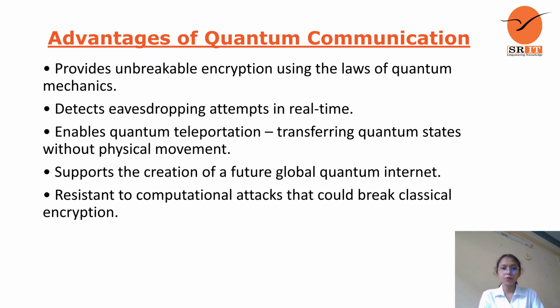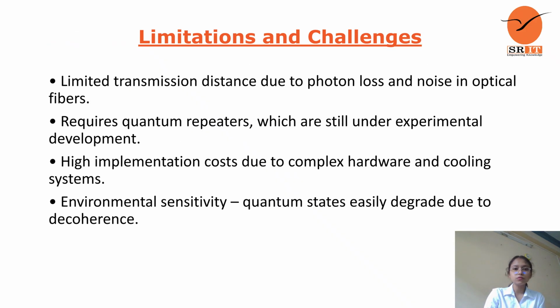So the advantages of quantum communication. Quantum communication provides unbreakable encryption using the laws of quantum mechanics. We discussed the three fundamental principles that were used; those were nothing but quantum mechanics. It detects eavesdropping attempts in real time, enables quantum teleportation, that is, transferring quantum states without any physical movement. It supports the creation of a future global quantum internet, and it's resistant to computational attacks that could break classical encryption. Moving on to the next slide, limitations and challenges.